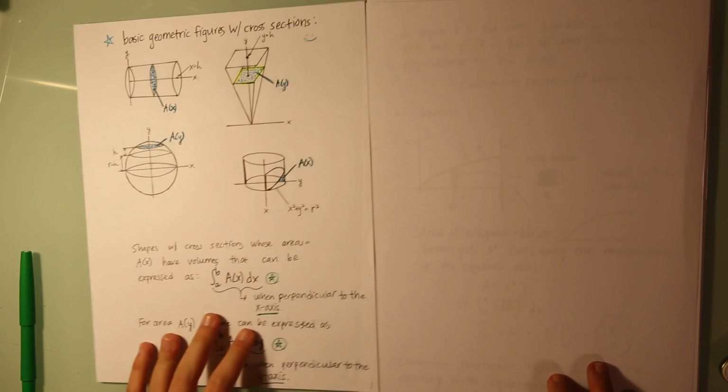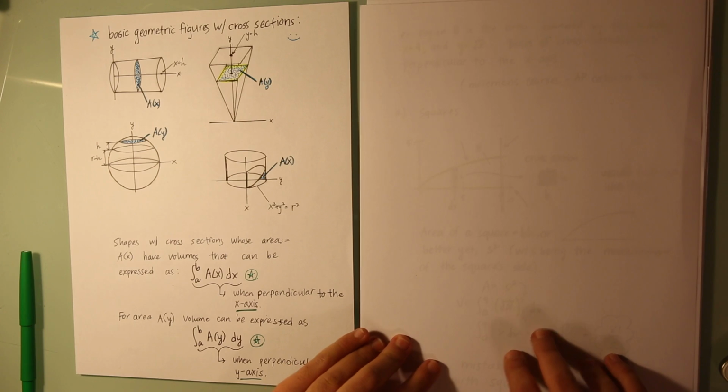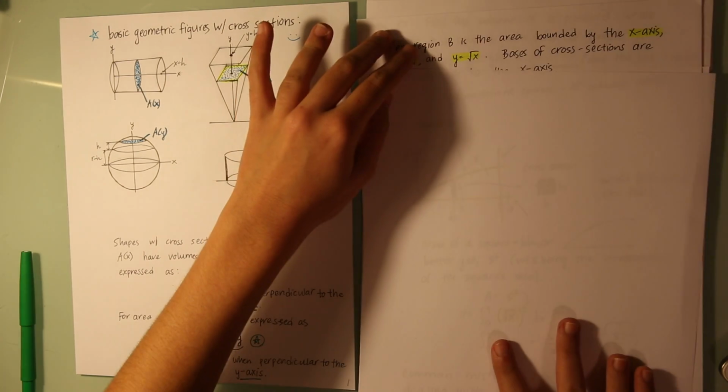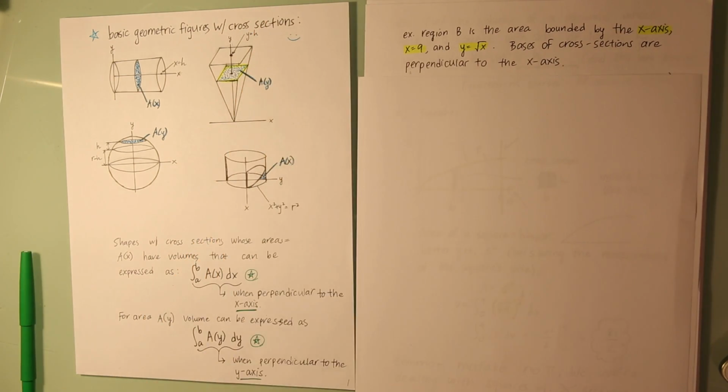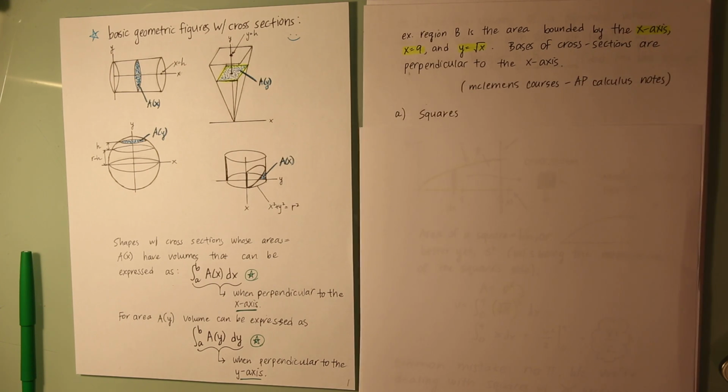Now that we are familiar with the formula for cross-sections, let's try out a few problems. The bounds of region B are the x-axis, x equals 9, and y equals root x. Bases of cross-sections are perpendicular to the x-axis. And last, each slice of region B is square-shaped.